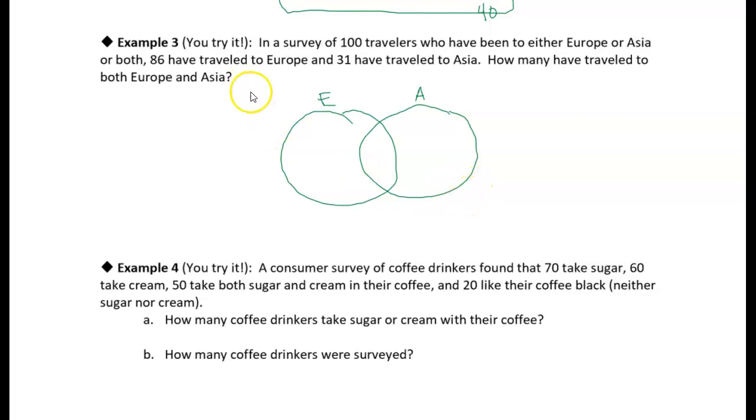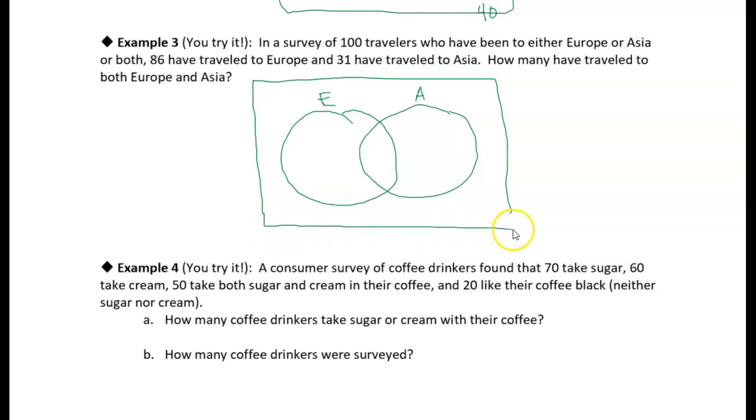Okay, and then we have the entire set of travelers that are surveyed. And that's going to be my big box. Now, how many people are there? A survey of 100 travelers. Now, I could put 100 right here. So we've surveyed 100 travelers.